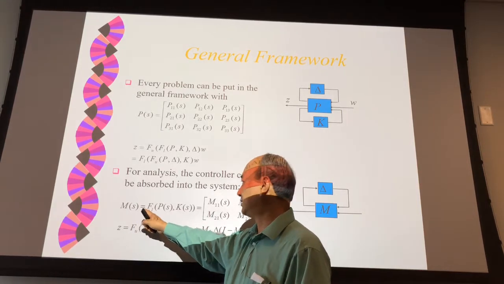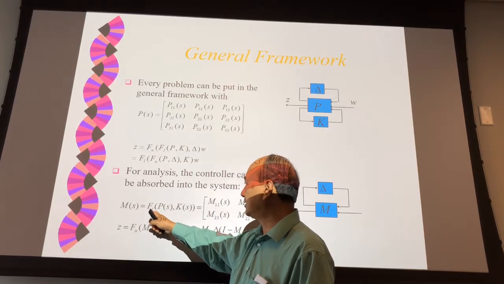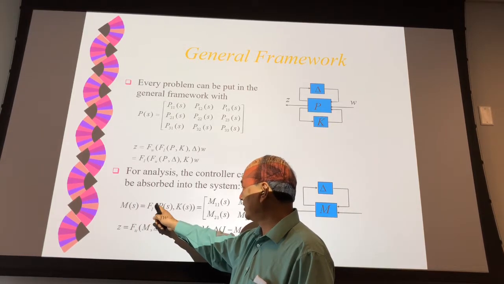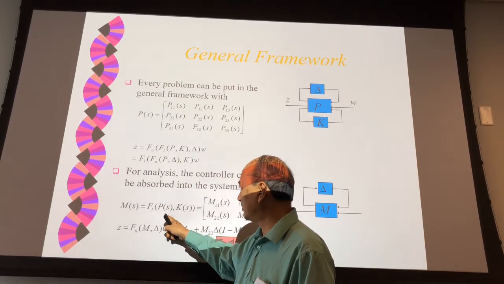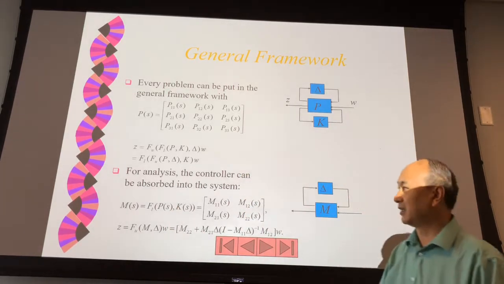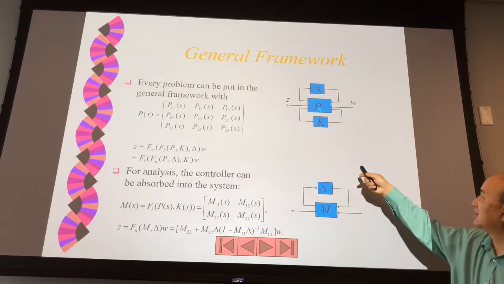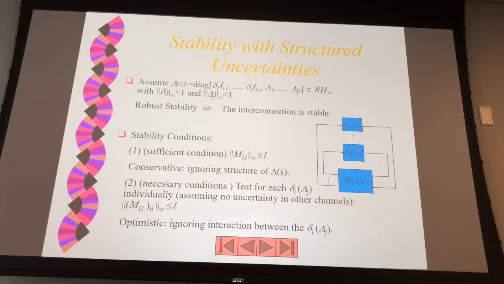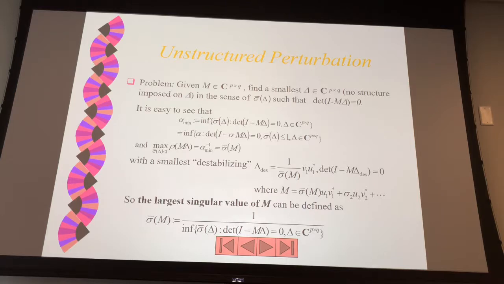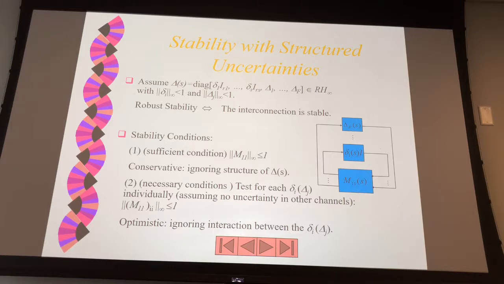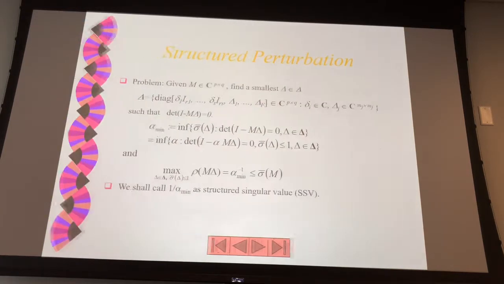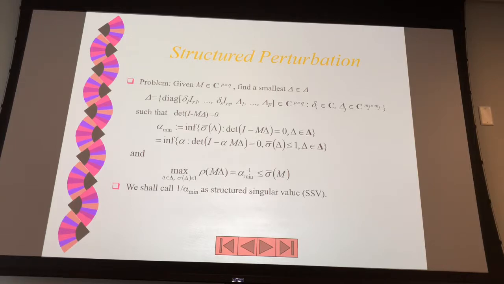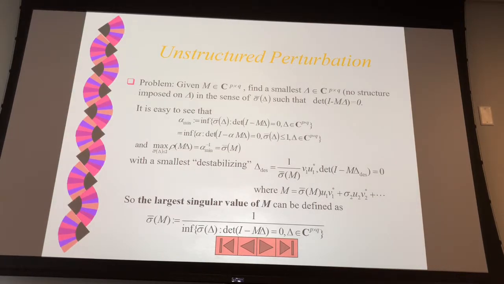See? M is the lower linear fractional transformation of P and K. P is the nominal plant, K is your controller. Okay? So that is already in there, you get an M. I hope now everything starts to make sense. Now it makes more sense when we focus on structural perturbation. And you will see this slide and the last slide.